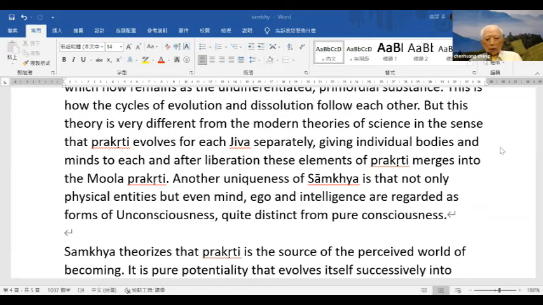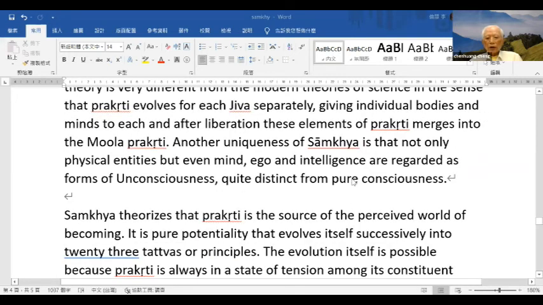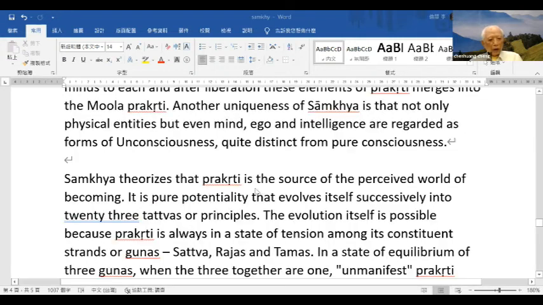Another uniqueness of Samkhya is that not only physical entities, but even mind, ego, and intelligence are regarded as forms of unconsciousness, quite different from the pure consciousness. The pure consciousness refers to the Purusha. It is quite different.